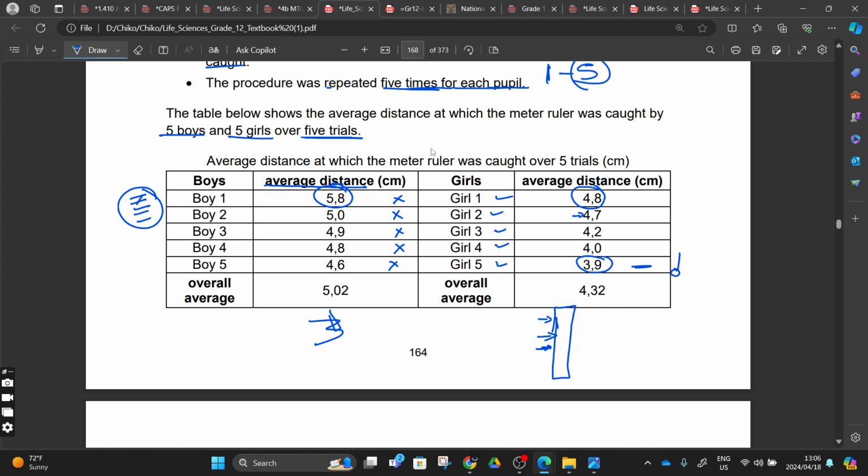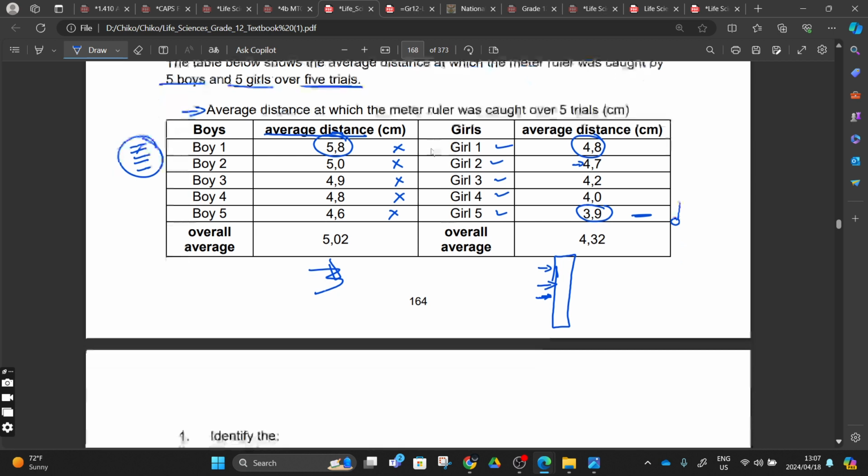I cannot spend my 1 hour. Now we are on a full 1 hour mark and we cannot learn anything, or we don't learn anything. You should benefit from this. Then this will be the average distance at which the meter ruler was caught. So let's go to our questions.